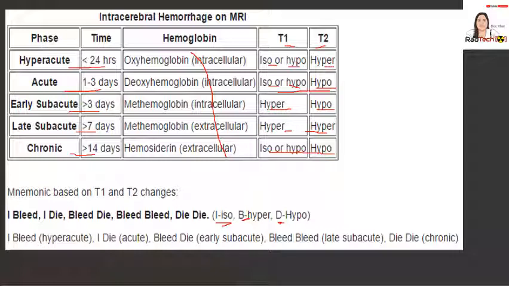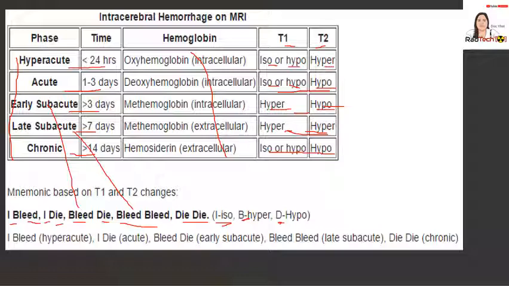Sa T1, magkakasunod. Sa hyperacute, iso. And then, sa T2, black. So, bleed. Ang acute naman, iso din. Then, dark sa T2. Then, sa early subacute, we have bright sa T1, dark sa T2. So, bright, dark. Then, sa late subacute, parehong bright. Ito, hyper. Then, chronic, parehong dark. So, hypo, hypo. So, I bleed, I die, bleed, die, bleed, bleed, die, die.